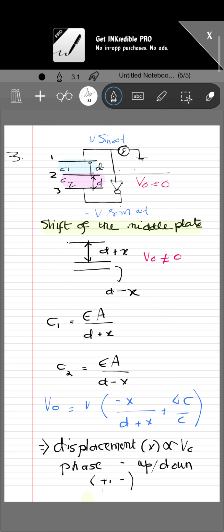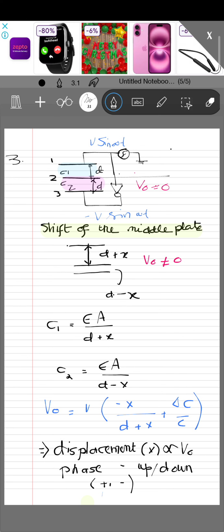Now, in this configuration, if we apply a sinusoidal voltage, V sin omega t, the AC voltage, to one of the edge plates, and we phase shift with the help of a NOT gate and provide minus V sin omega t voltage at the other edge plate, here we will get the output voltage as 0 because they will cancel each other.